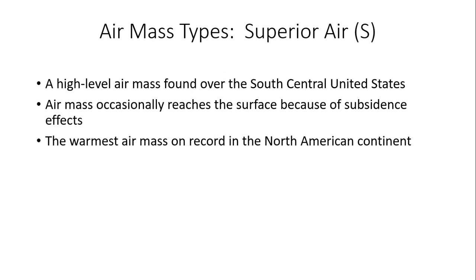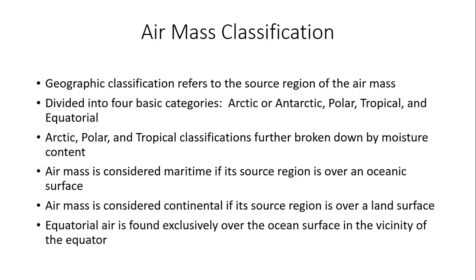And the last but not least, superior air is abbreviated by the letter S, and this is a high-level air mass found over the south-central United States, and the air mass occasionally reaches the surface because of the subsidence or sinking effects. The warmest air mass on record occurs due to superior air.